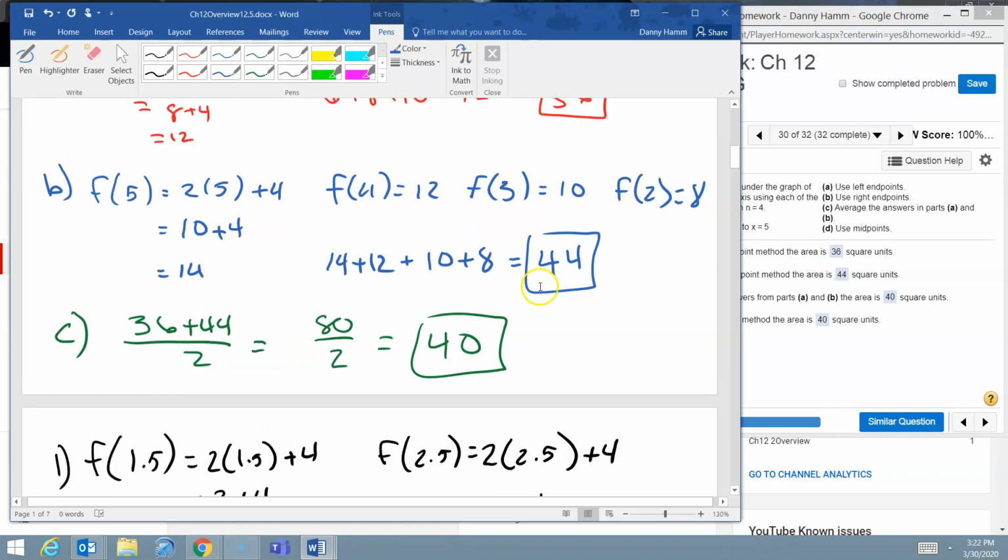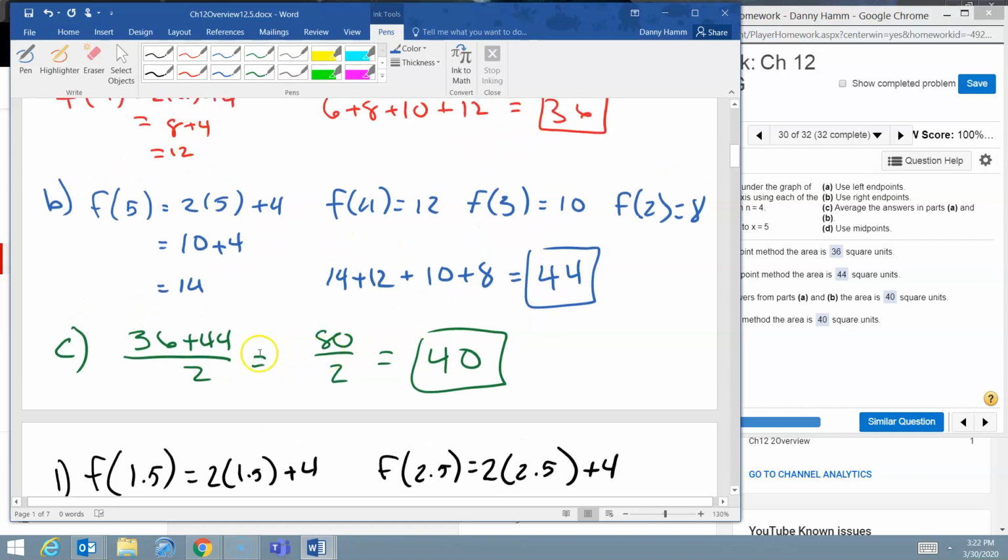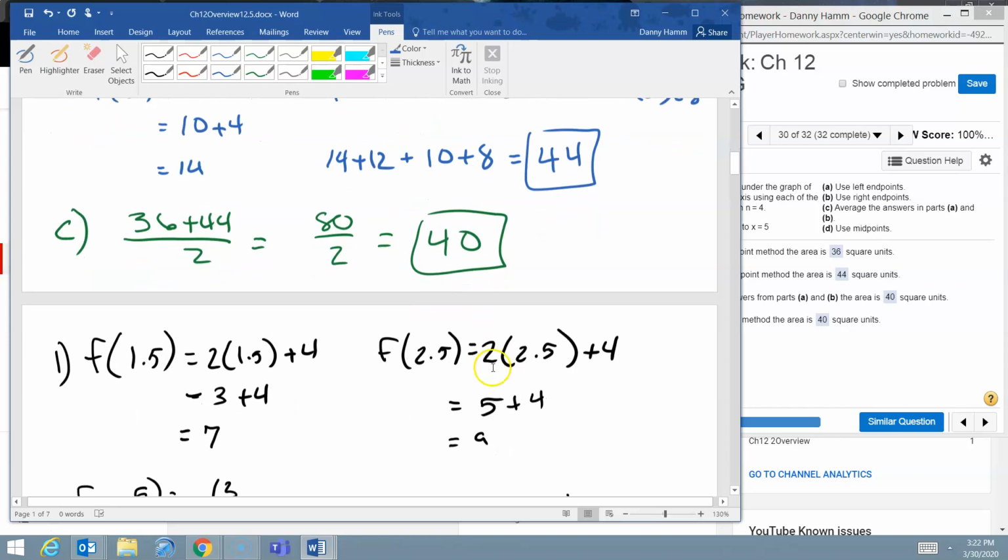Then for C, all we're doing is finding the average between those two. So 36 plus 44 is 80, divided by 2 is 40.